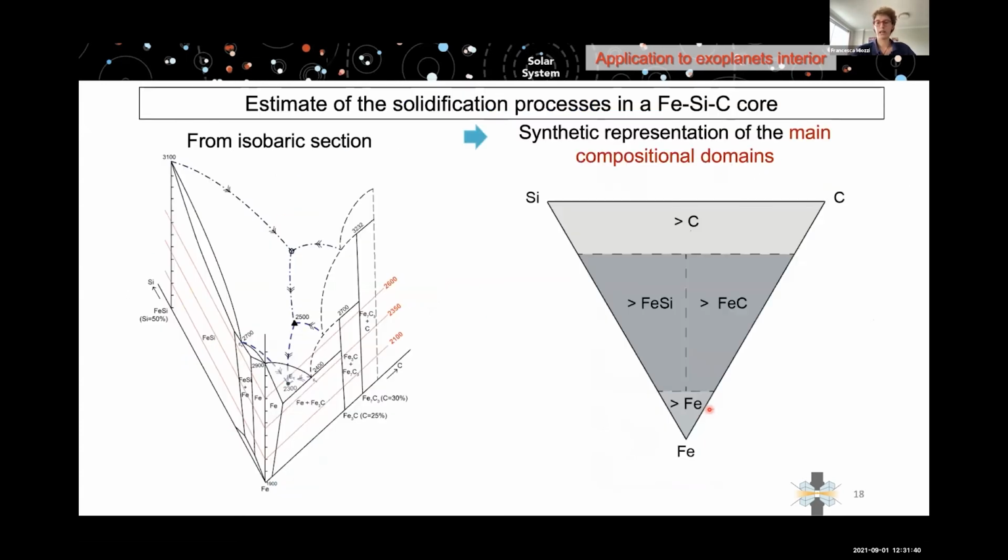So I tried to apply the data we collected in this study to see what would come out if applied to planetary interiors. This is a projection in temperature of the ternary phase diagram I showed before.